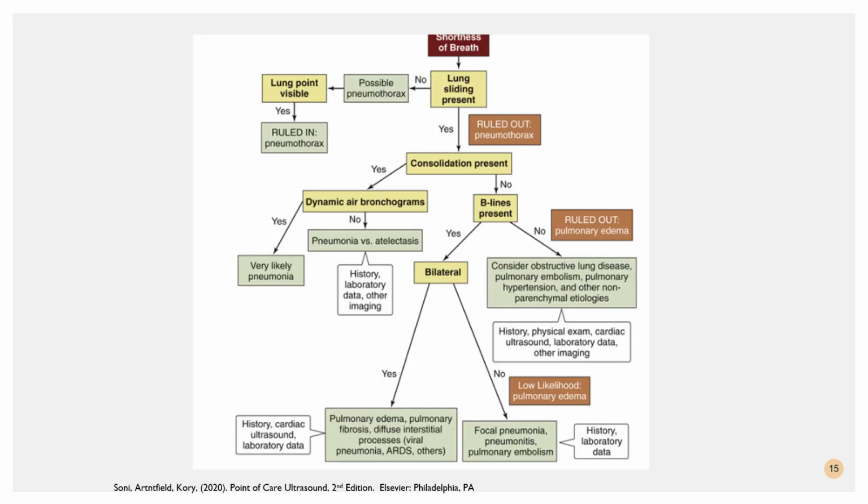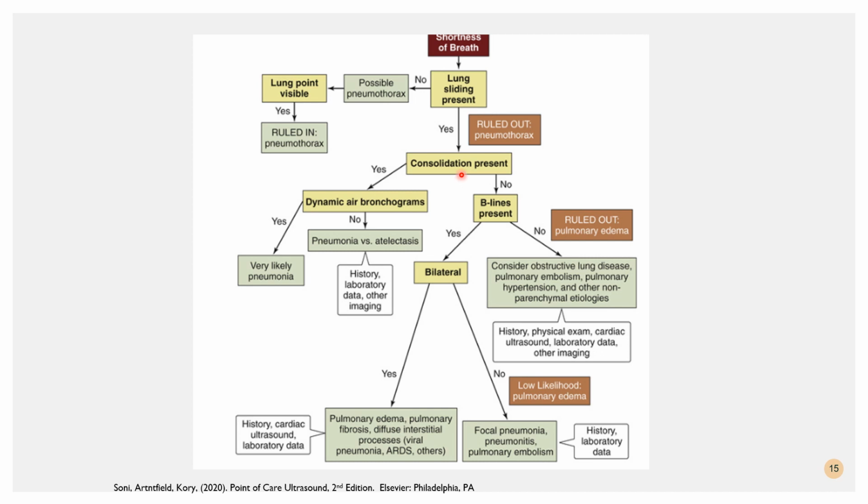So in the Sony, Arntfield, and Corey book that we've been referring to throughout this lecture series, they have created this fantastic algorithm to help in the decision-making process. So you have a patient with shortness of breath, and you go in and you see that they have lung sliding present. So that would say, okay, lung sliding is present. I have A lines. That would indicate that there's probably not a pneumothorax. So my lung sliding is present. I can pretty much rule out pneumothorax, and then I'm going to start evaluating for consolidation.